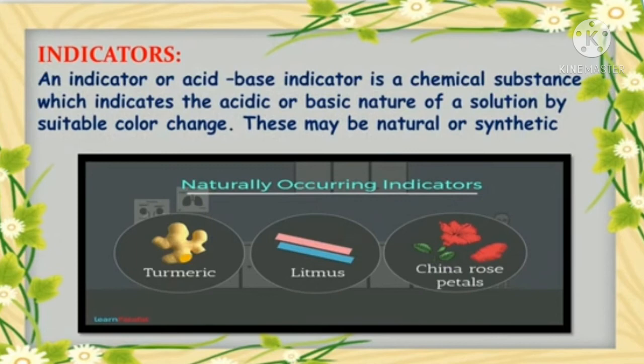Next, we will study indicators. An indicator, or acid-base indicator, is a chemical substance which indicates the acidic or basic nature of a solution by a suitable color change. These may be natural or synthetic indicators. Natural indicators. The chemical substances which are obtained from natural sources are called natural indicators. Litmus, turmeric juice, China rose petals, red cabbage, grape juice and beetroot juice are the indicators obtained from natural resources. Now let us learn about the natural indicators.